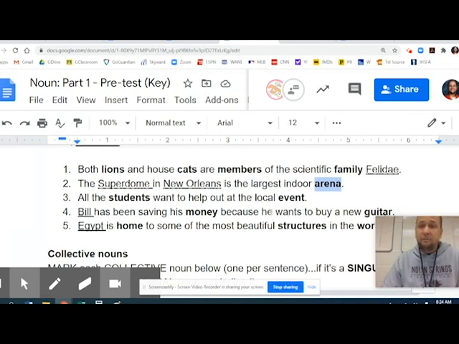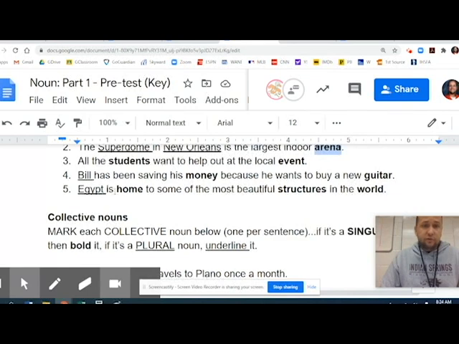Money is a common because he wants to buy a new guitar. Okay, guitar is the object, it is the noun. Nouns: person, place, things, or ideas, right? And number five, Egypt is home to some of the most beautiful structures in the world. Egypt, that's a one place, proper noun. Home, structures, world. Those are all nouns, and those should be bolded.